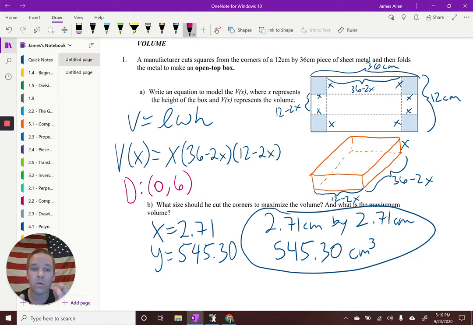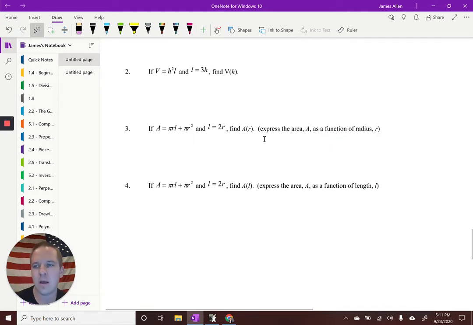Now we can move on. All right, we're going to do a few little exercises here dealing with our application problems, and then we'll actually apply it. So we have if V is equal to h squared L, so some volume formula, and the length L equals 3 times the height, find the volume as a function of the height. So this is not only important in this class, but also very, very important in your AP Calculus classes.